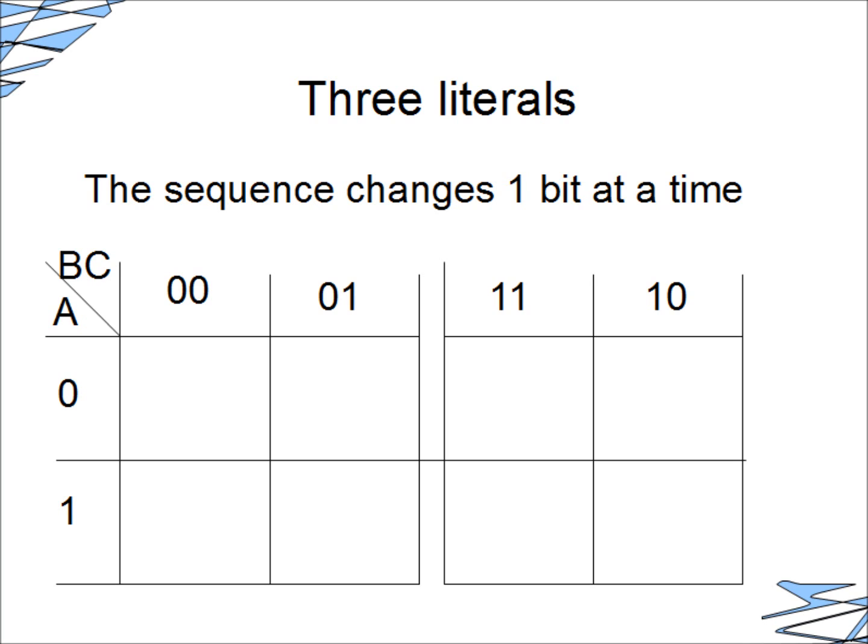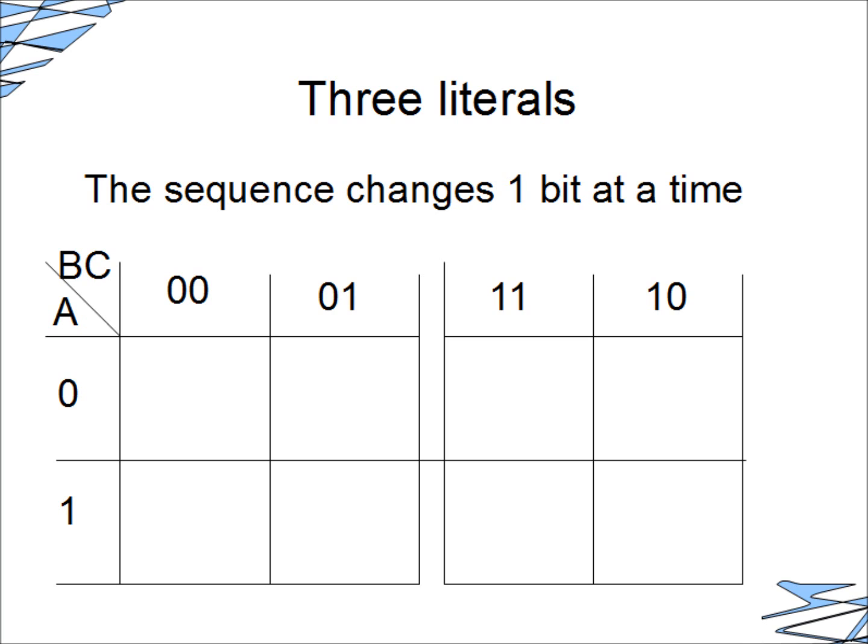Now, the important thing is that this sequence can be any sequence you want. This is the standard sequence. But then it has to change 1 bit at a time. So we have 00 to 01. Only one of the bits changed. 01 to 11. Only one of the bits changed.